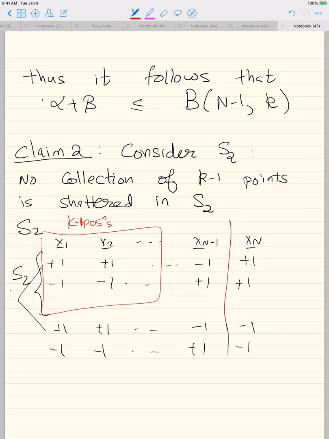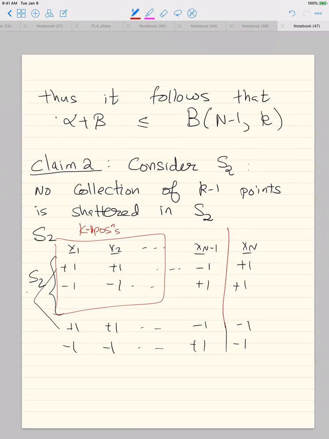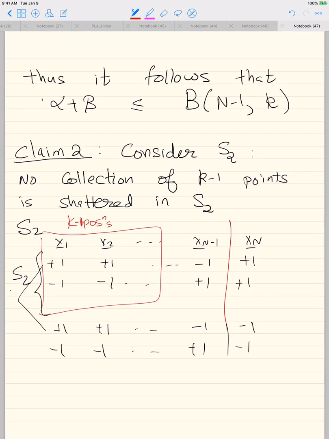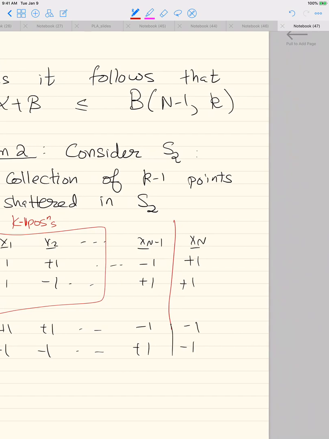So the idea is that if you had these k minus 1 positions, you could add plus 1 and the same vector appears with minus 1. So now these k minus 1 positions along with the last coordinate are going to be k points that are shattered in the original set S. And this is a contradiction because no k points can be shattered in S. Is this clear? So let me write it down. I'll write it on the next page, just so that we have everything on one page.